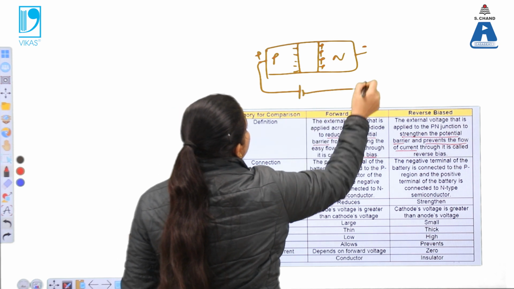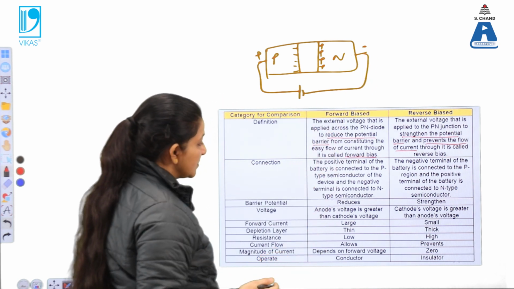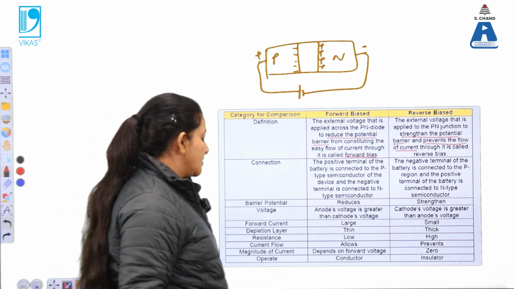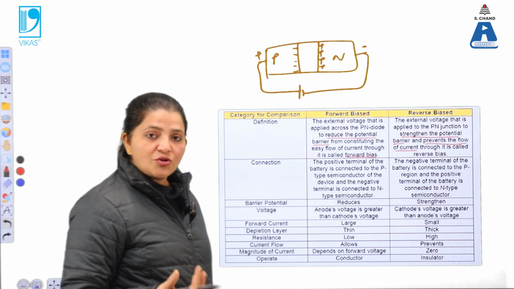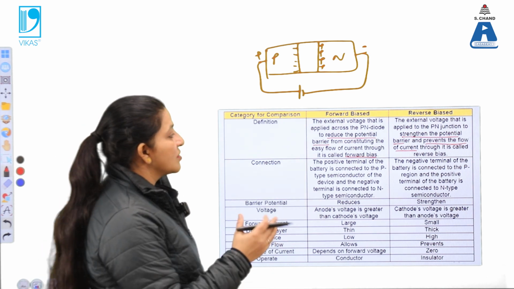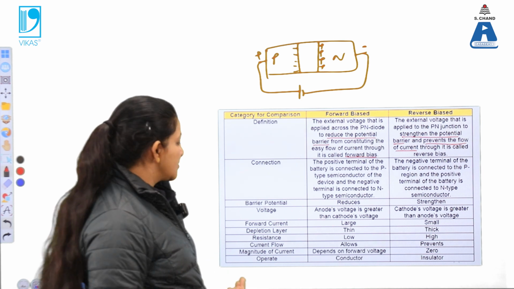So that means the depletion region is reduced in the case of forward biasing, while the potential barrier is strengthened, or you can say its thickness is increased, when the PN junction is in reverse biasing.